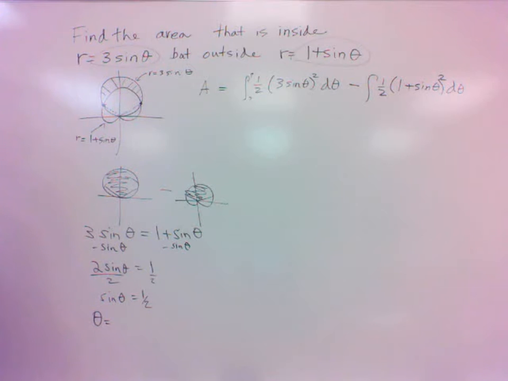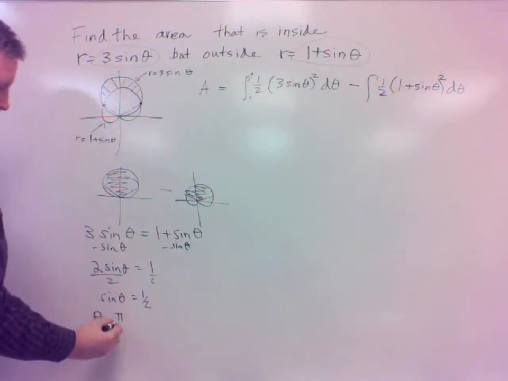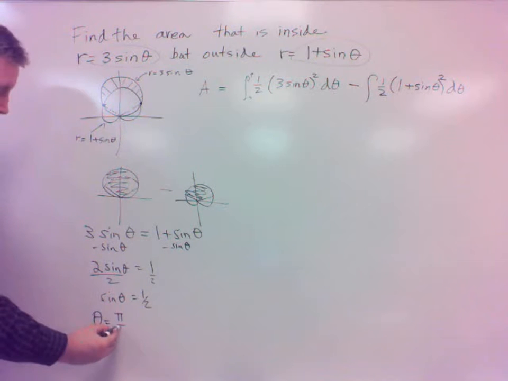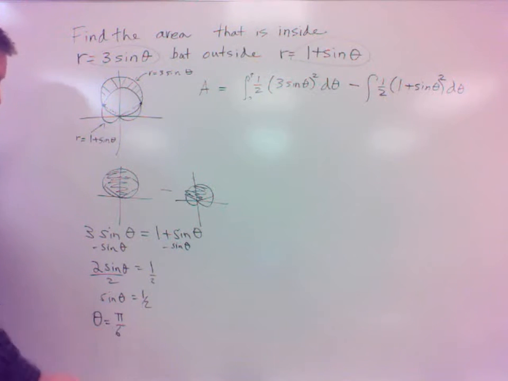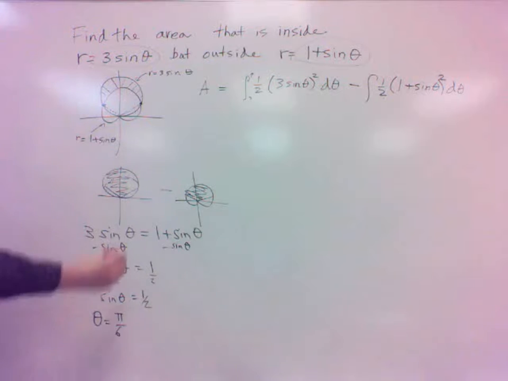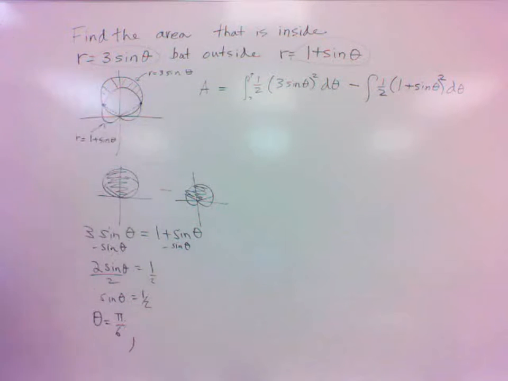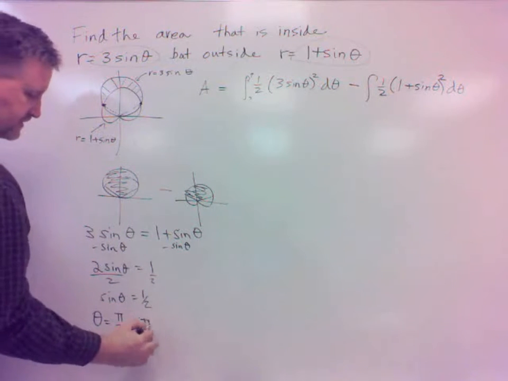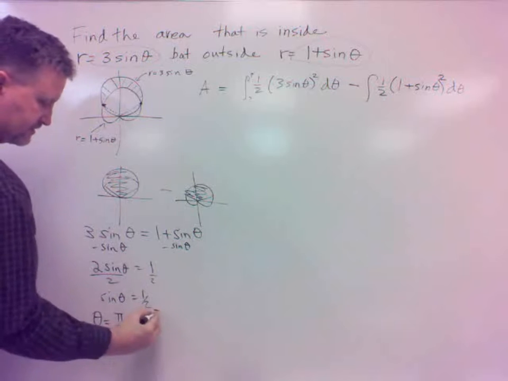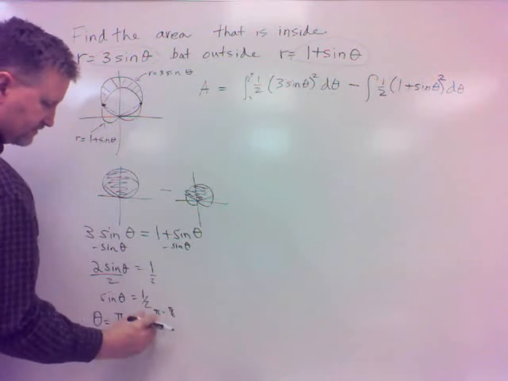What angle gives me a sine of a half? Pi over 6, isn't it? Be pi over 6. And so that would be this one. That's quadrant 1. Now, I also need this one over here in quadrant 2. And so that would be pi minus pi over 6, which is 5 pi over 6, right?